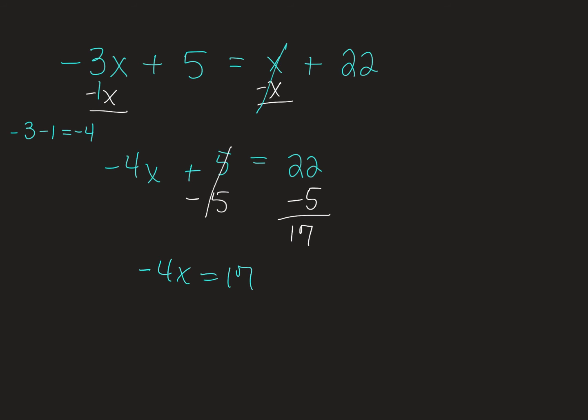All right, -4x equals 17 because I subtracted 5 from each side. Now, when you go to divide, on this last step, it won't be an even number, so you can either do a decimal or mixed number.